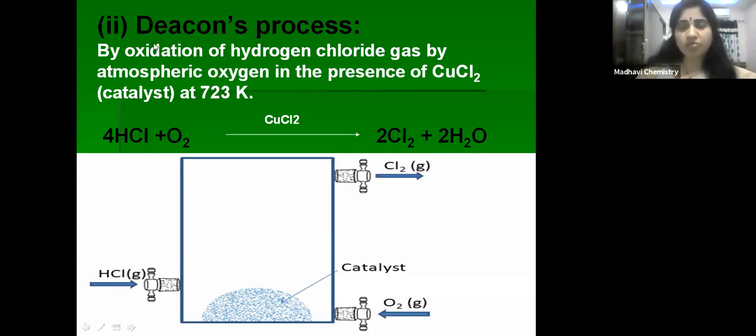Very important, children. Whenever you get a name, from the examination point of view, that is very important. So just practice this reaction. What is that? 4HCl plus O2 gives rise to 2Cl2 plus 2H2O, with CuCl2 as the catalyst over the arrow, right? So this is about the preparation of chlorine.